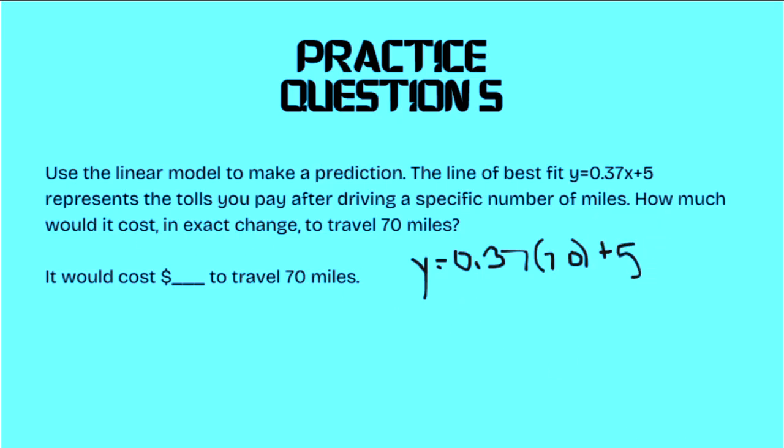Calculator. Oh, I'm sorry. You're supposed to be figuring this out on your own. I hope you're doing that. 0.37 times 70 gives us 25.9 plus 5 gives us $30.90.